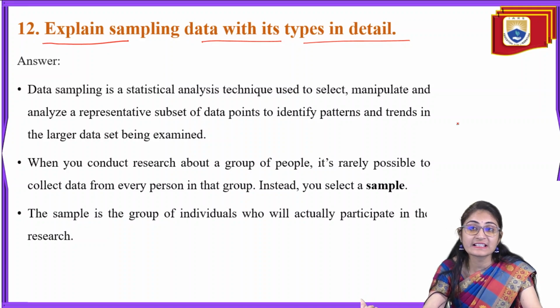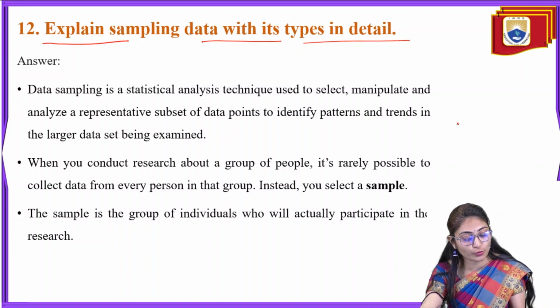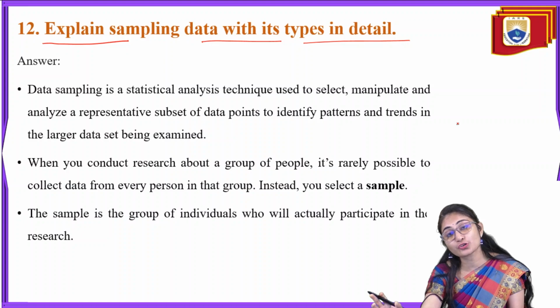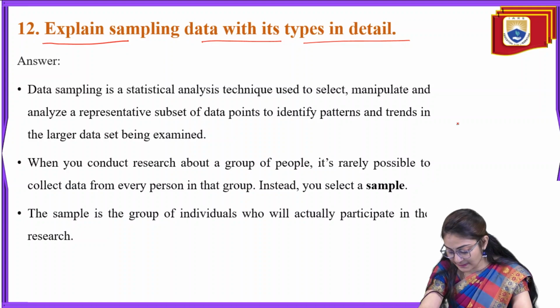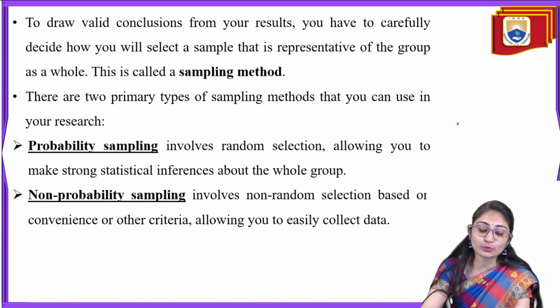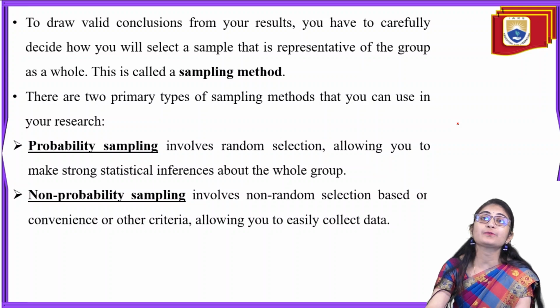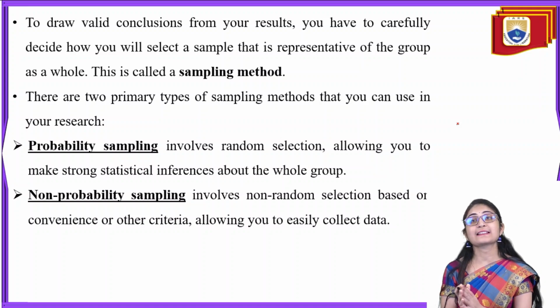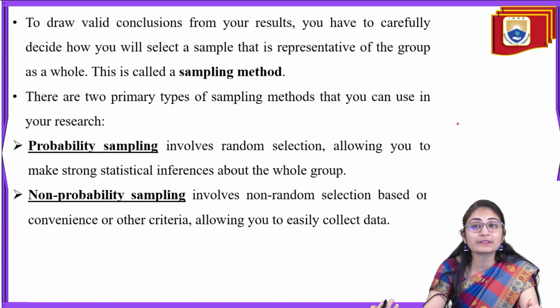Here you are not selecting the sample, you are collecting the data from each group. So a sample is just a group of individuals who will actually participate in the research. Now, to draw valid conclusions from your results, you have to carefully decide how you will select a sample that is representative of the group as a whole. This is called the sampling method.